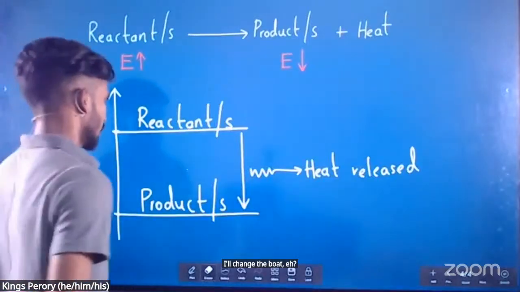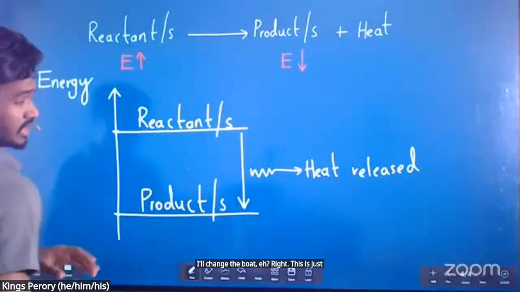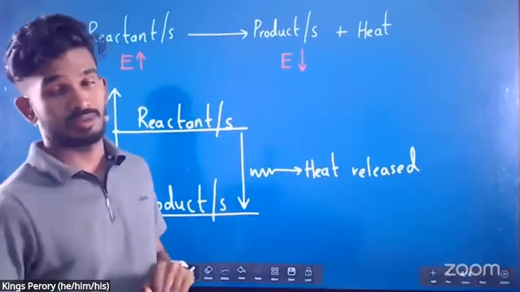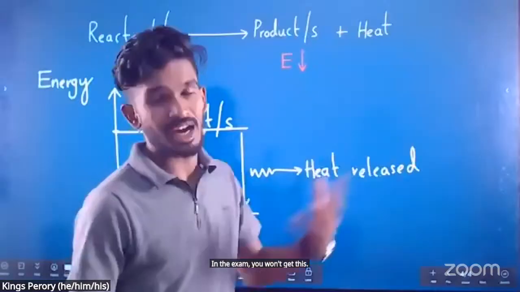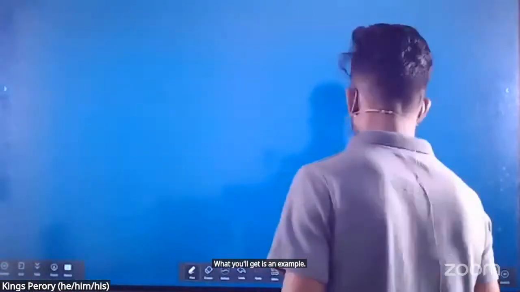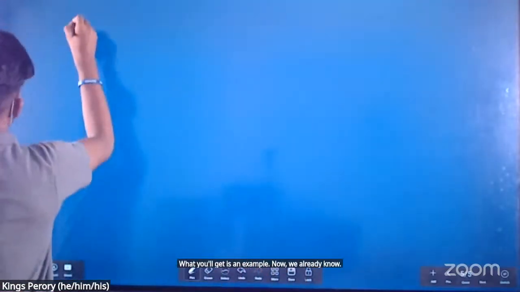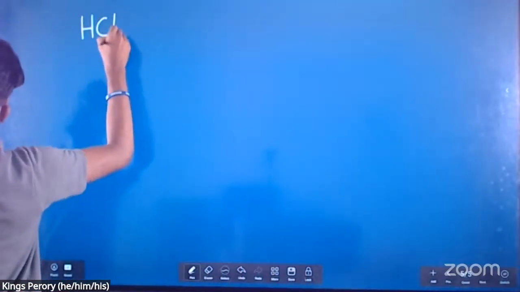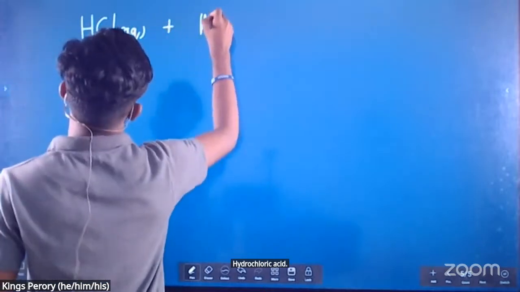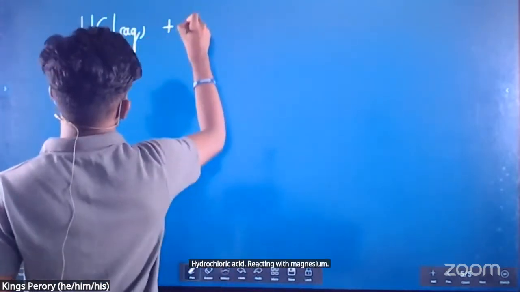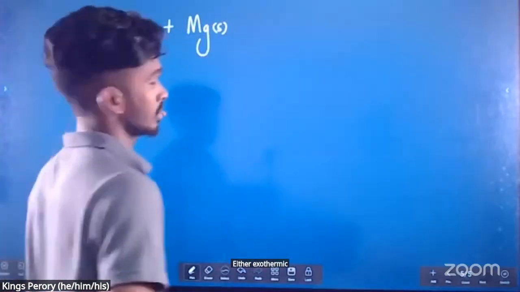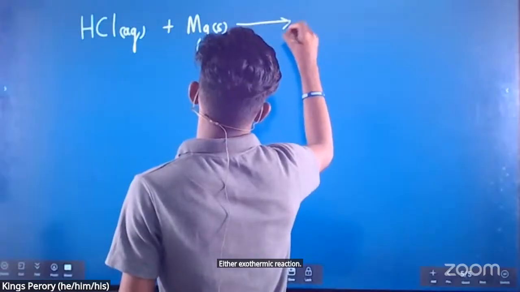Right. But this is just a general representation. In the exam, you won't get this. What you will get is an example. Now, we already know hydrochloric acid reacting with magnesium is an exothermic reaction. What are the products formed?